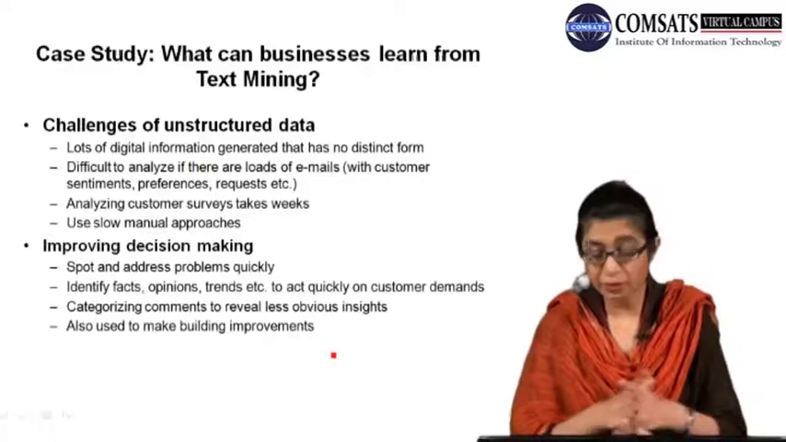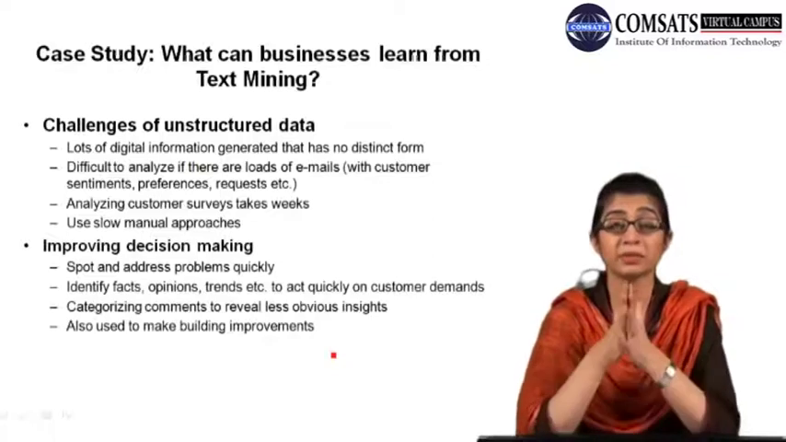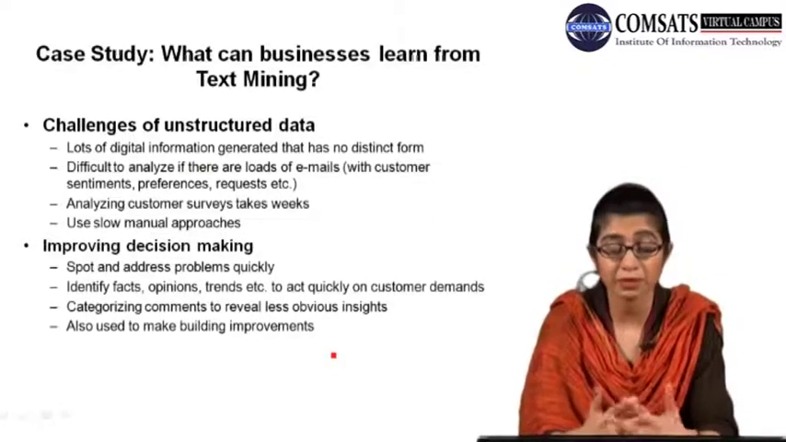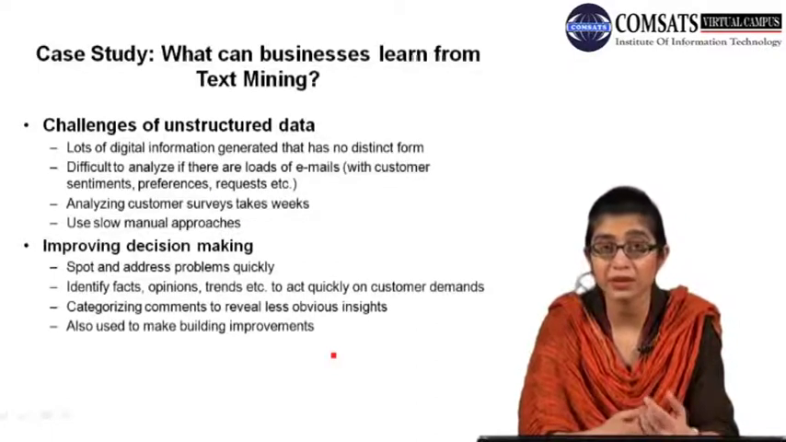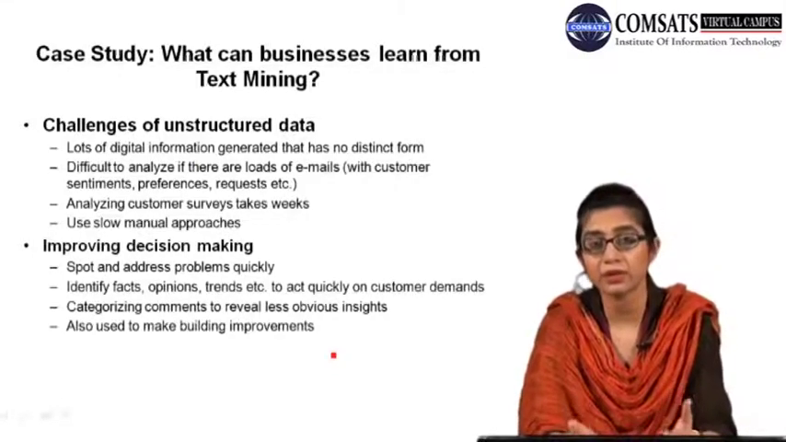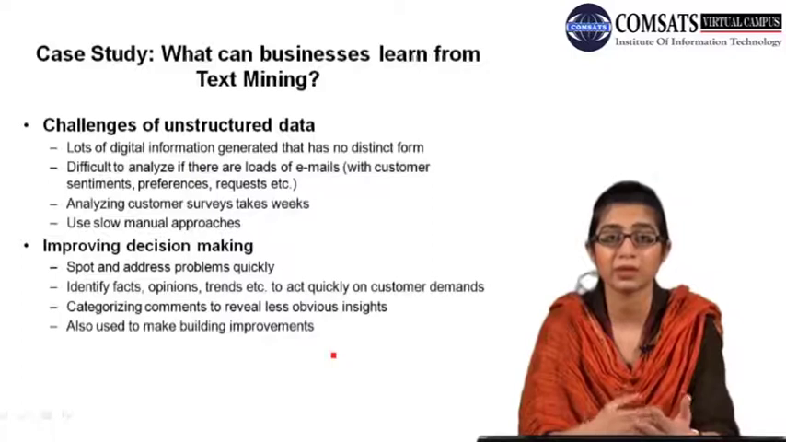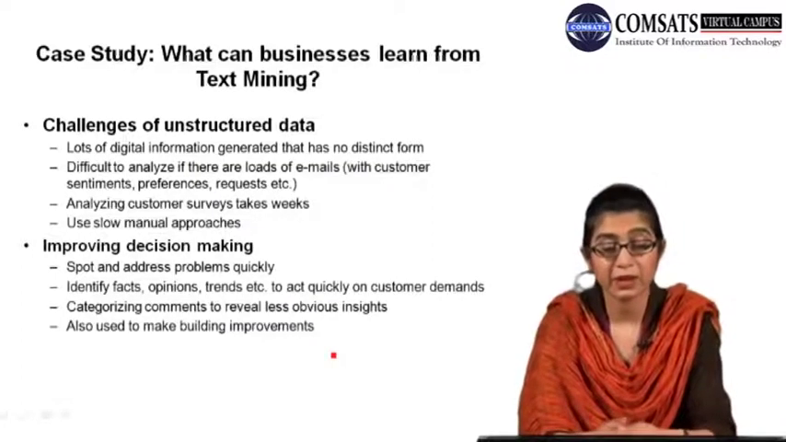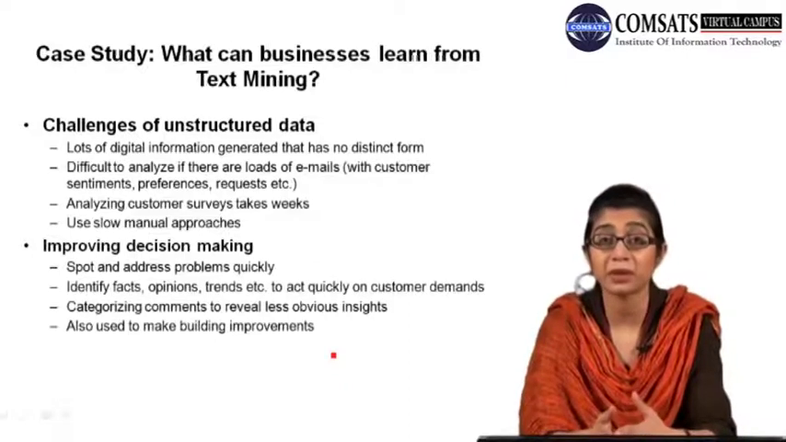Right. Next question we have, how does text mining improve decision making? Now when you use text mining to solve this problem, how is it improving decision making? Text mining can be used to spot and address problems quickly. That means your problems get spotted right away. You can figure out what the problem is, and according to the problem, you can act quickly on solving it and going for a solution. Then again, it is a decision that you've made to move on to a certain solution. Next is identifying the facts, opinions and trends to act quickly on customer demands.